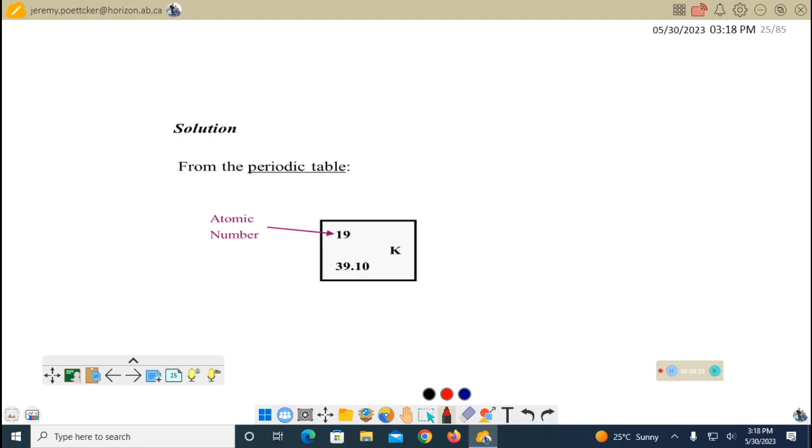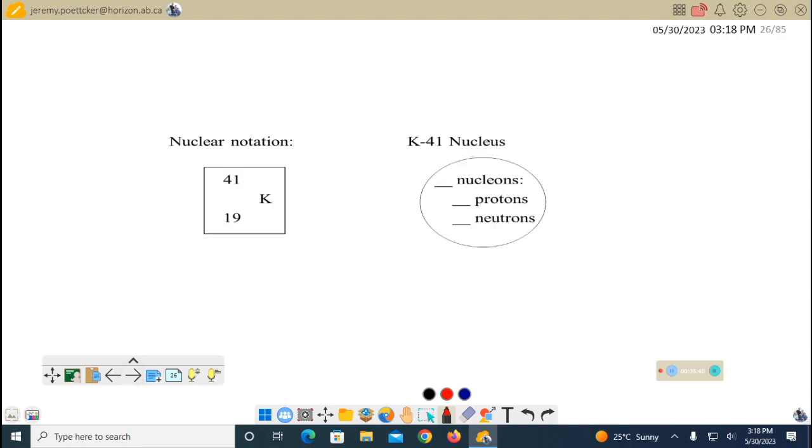So from the periodic table, that's the easiest place to get this from. We've got an atomic number of 19, which tells us that this is the number of protons. And so that goes down here. From our question, we know that it is potassium-41, which means our mass number up there is 41. That's the total number of nucleons. So again, we have 41 nucleons, 19 of which are protons, and 41 minus 19 means we have 22 neutrons.